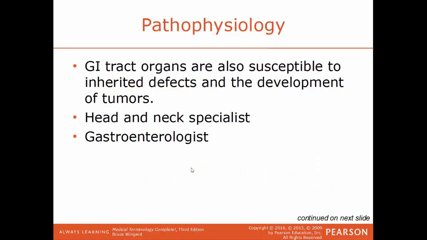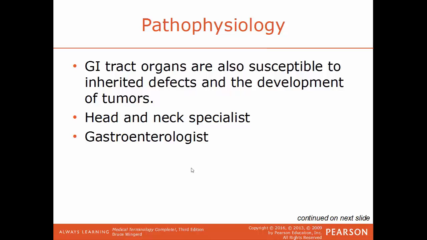Now, the organs of the GI tract are also susceptible to inherited defects, or to the development of tumors. And some examples of specialists that you may need to see if you have issues with this tract or with this body system will be head and neck specialists.